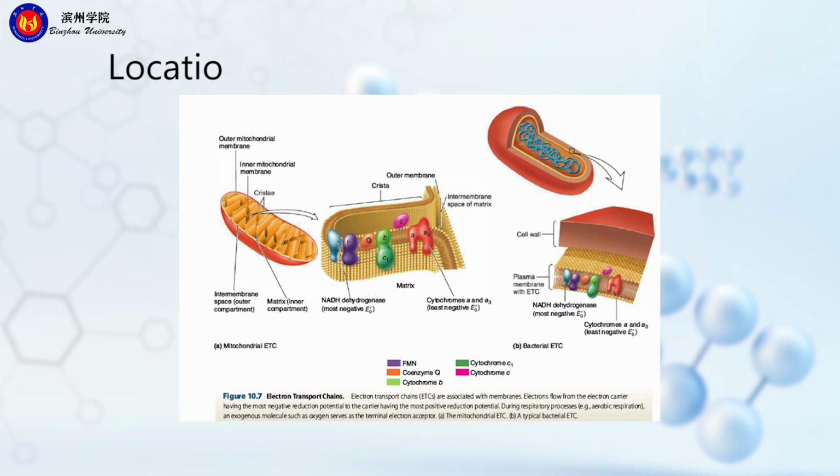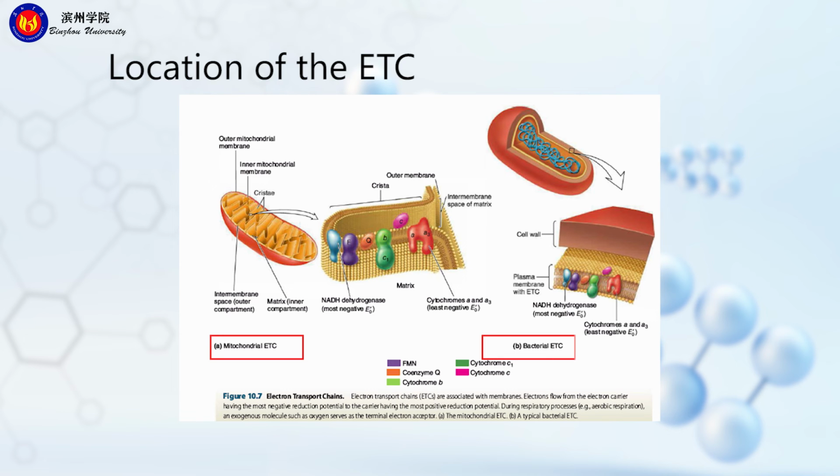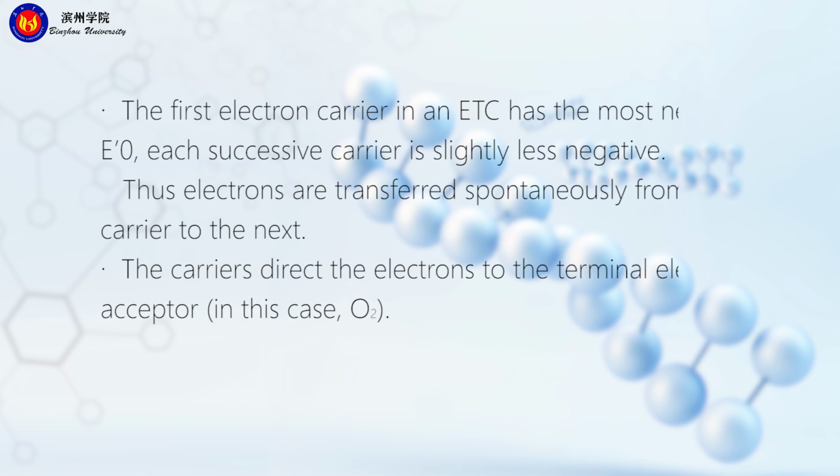This picture shows the location of the ETC. Picture A shows the mitochondrial ETC, and picture B shows the bacterial ETC. The first electron carrier in an ETC has the most negative reduction potential. Each successive carrier is slightly less negative.